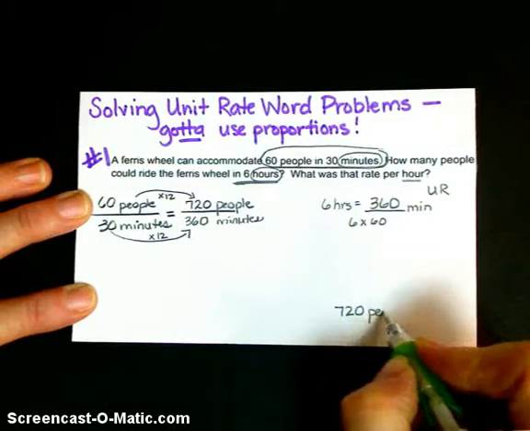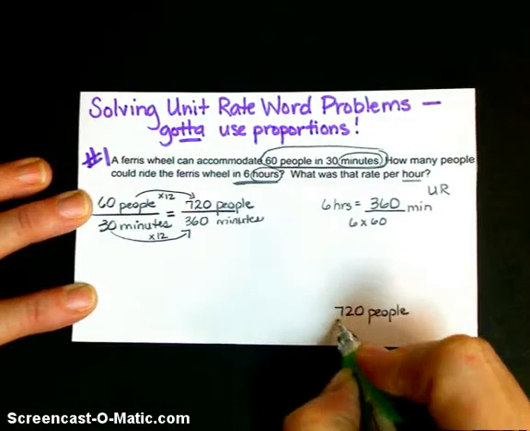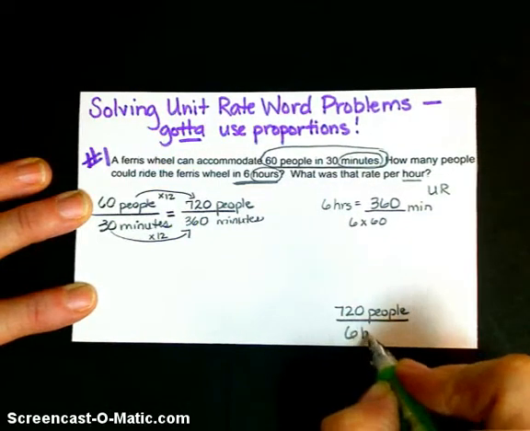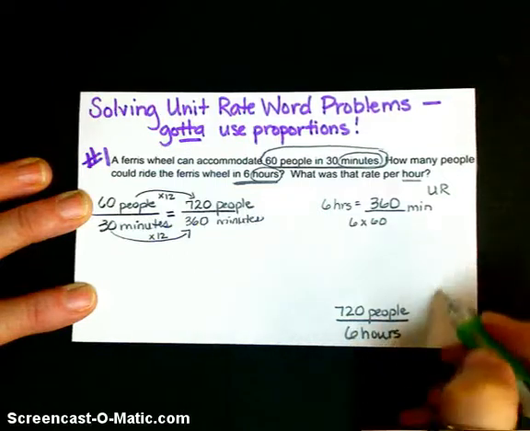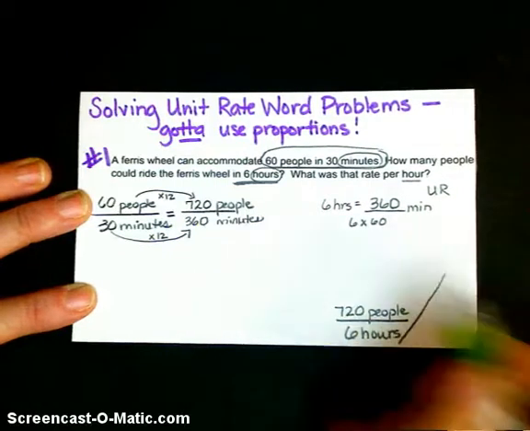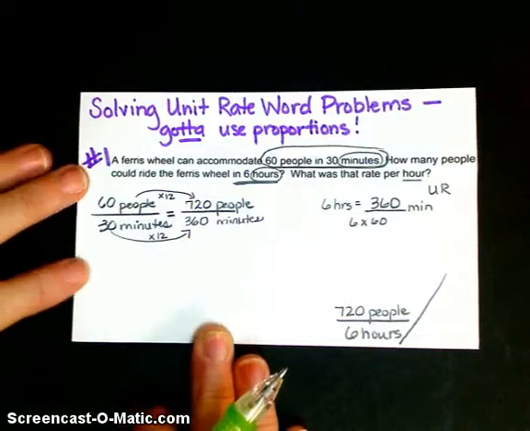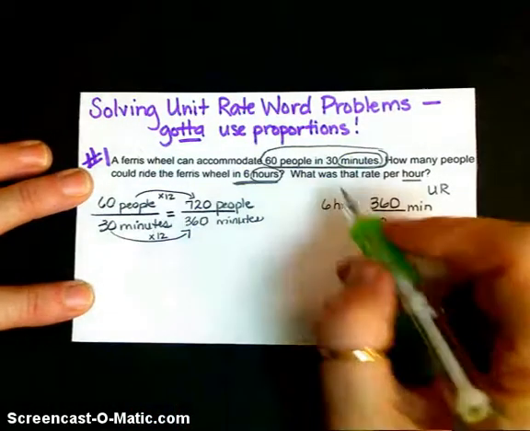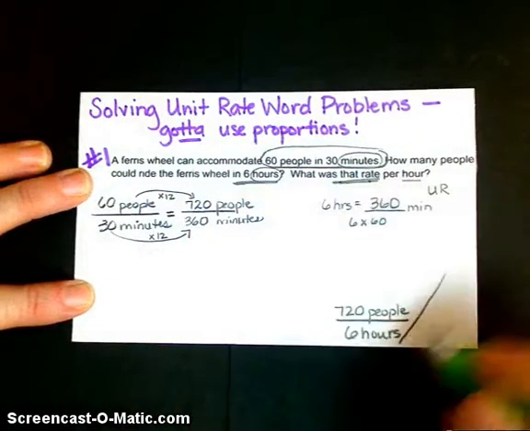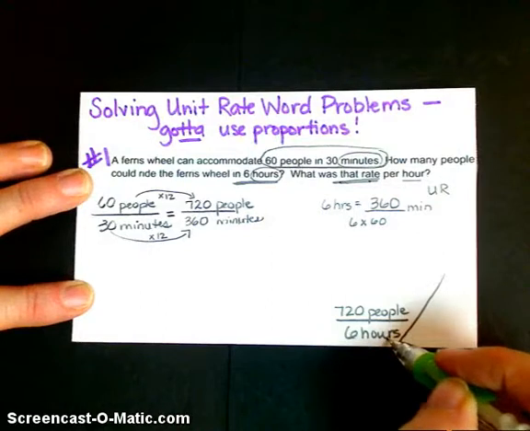720 people can ride the Ferris wheel in 6 hours, because 6 hours equals 360 minutes. The second question we have to answer is, what was that rate, meaning this, per hour?